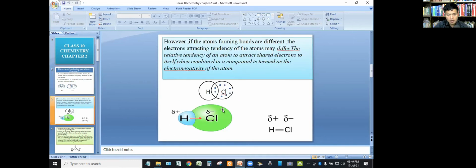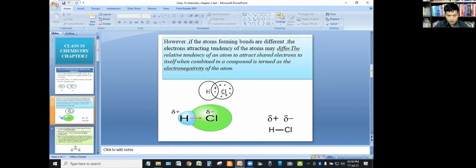Now let us see. However, if the atoms forming bonds are different, the electrons attracting tendency of the atoms may differ. Now, for atoms forming a covalent bond between two different atoms.